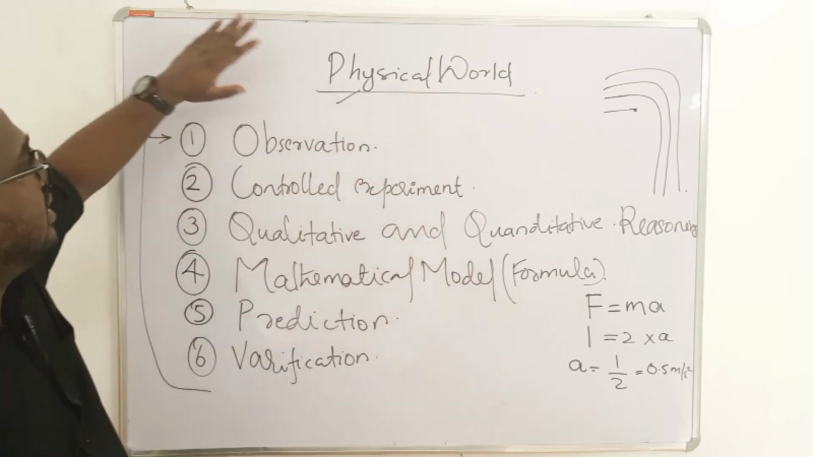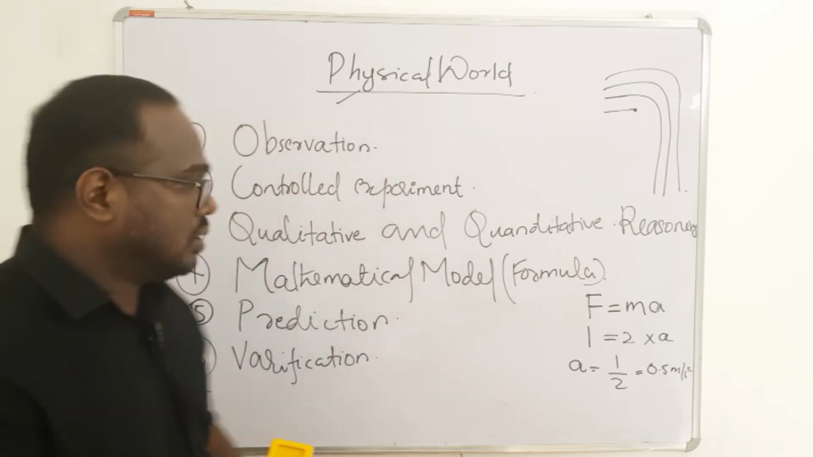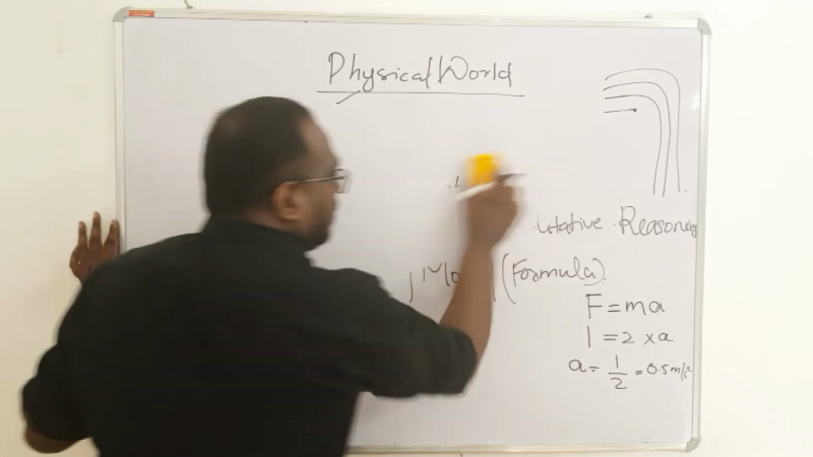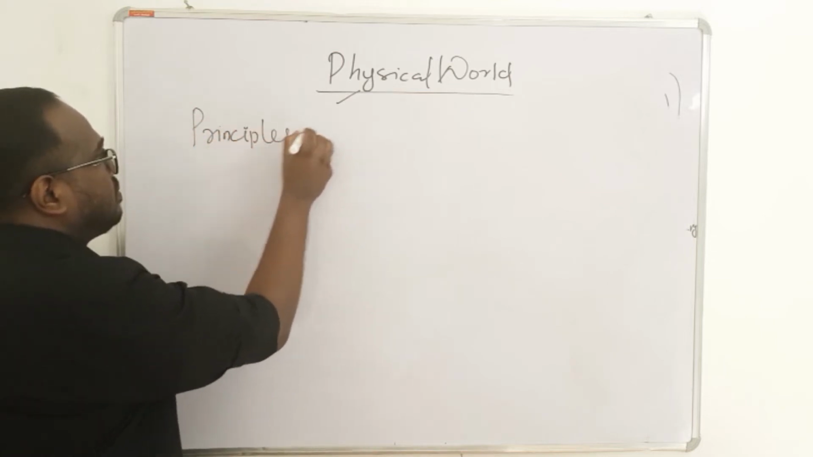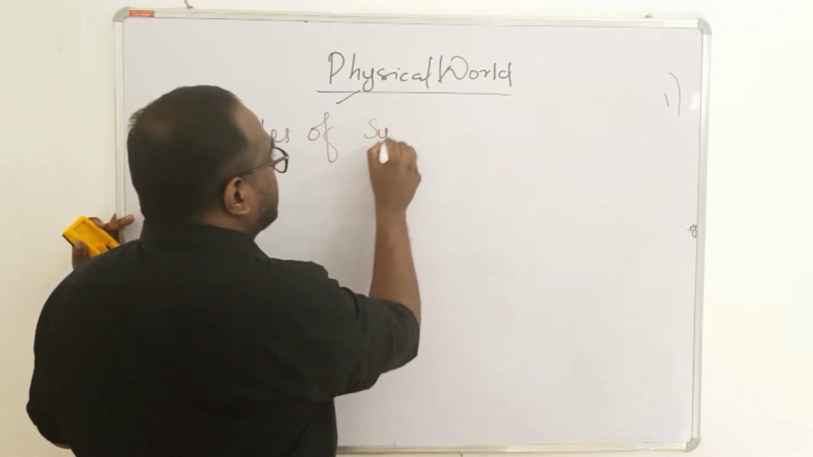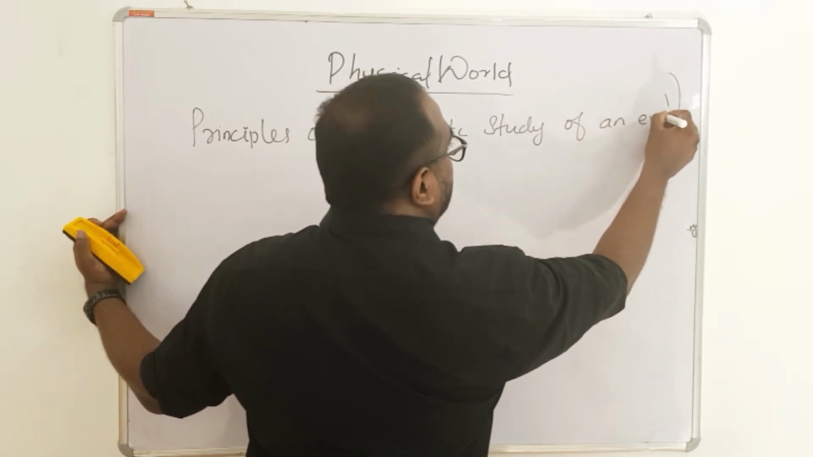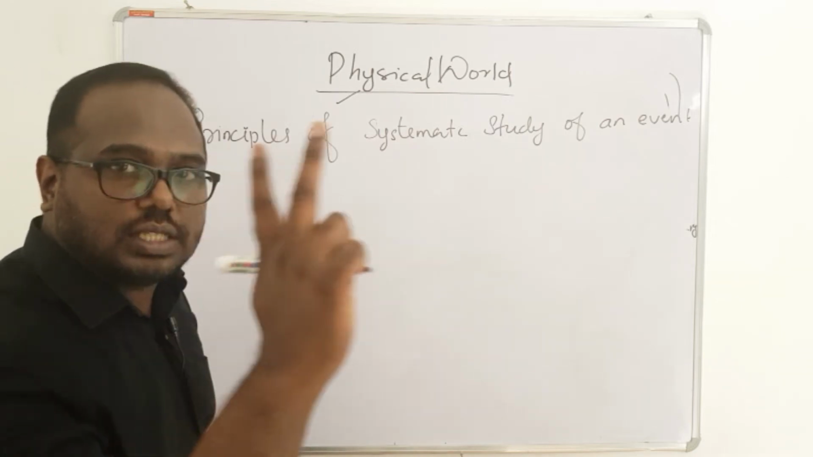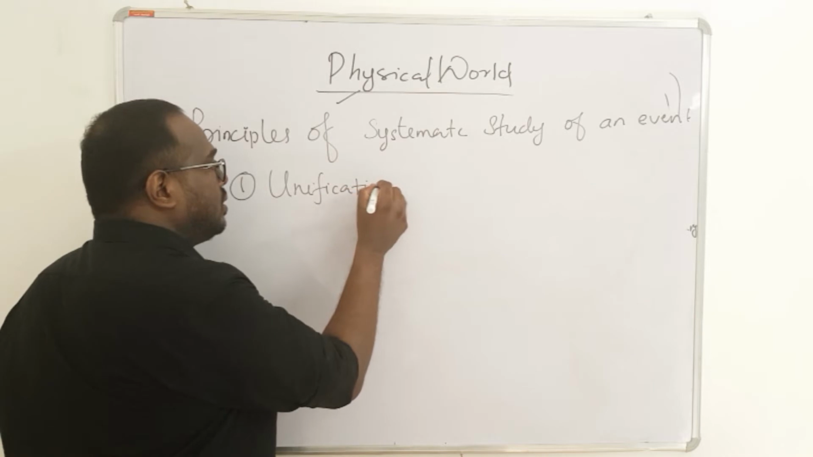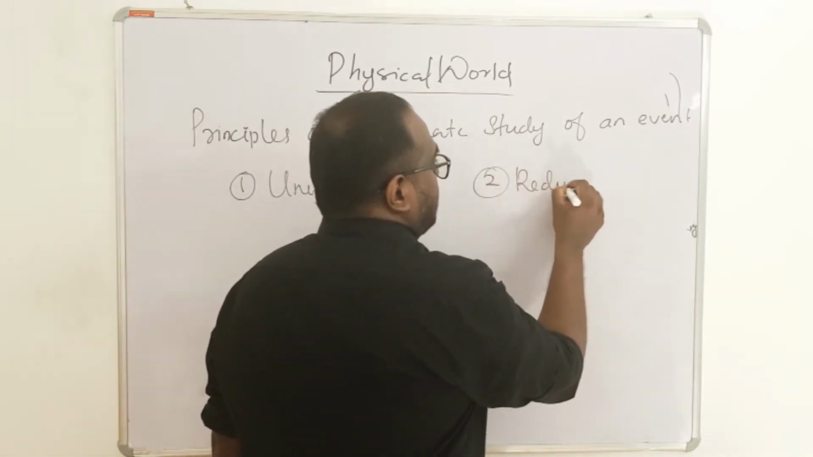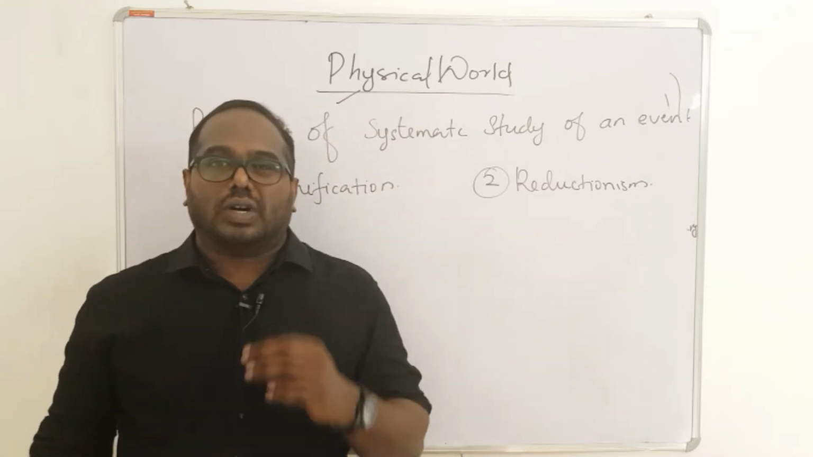Okay. Then next, these processes, right? This study can be carried out on the basis of 2 basic principles. Those are the principles of systematic study of an event. The principles of systematic study. 2 basic principles are there. First one is unification. Second one is reductionism. Unification and reductionism are the 2 basic principles. First, unification. What is unification?